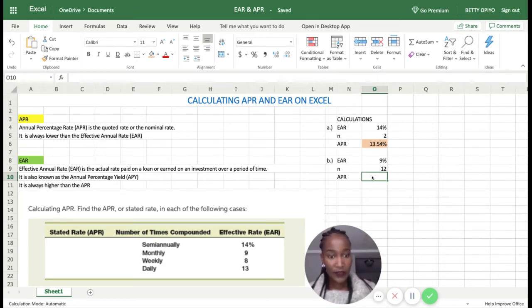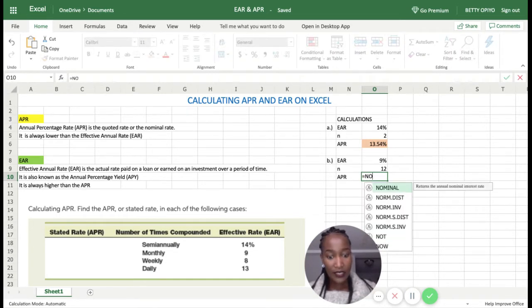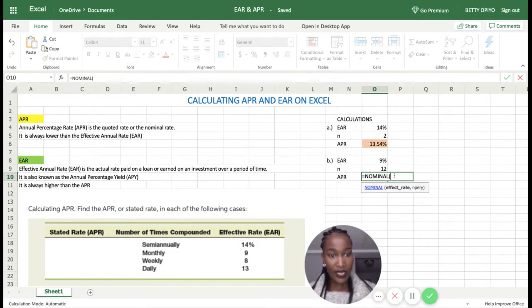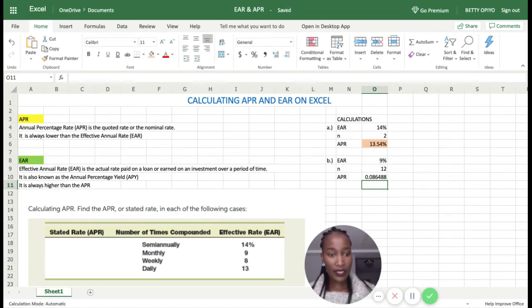All right, so we do the same thing: equal sign, start typing NOM, and then this will come up, NOMINAL, double click on it. Effective rate is 9%, so click on the cell that has 9%, comma, don't forget the comma, otherwise it will bring an error. And then N periods, which is the number of compounding periods a year, is 12, close the bracket and enter, and then change that to a percentage. You just click on the percentage icon, and it changes for you to 8.65.